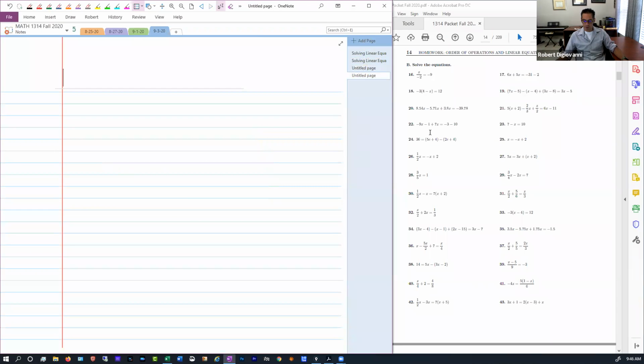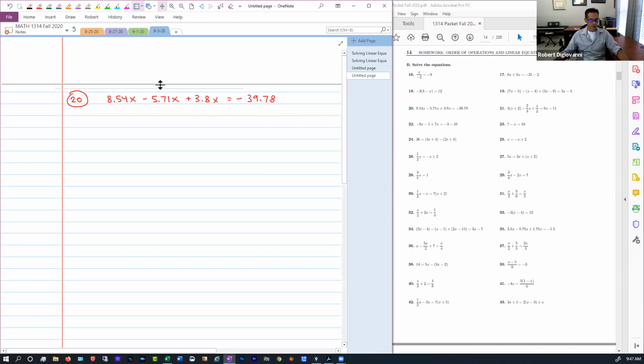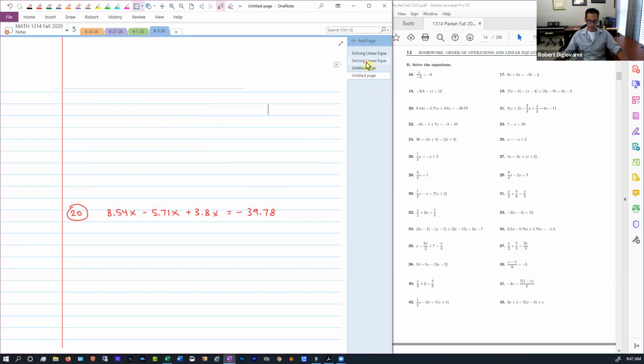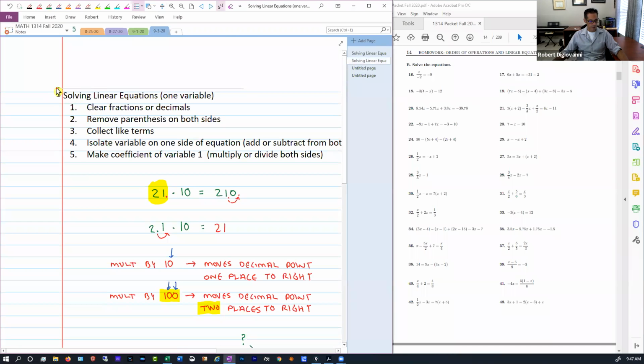Let me do the homework problem. I'm just going to do number 20. So for number 20, we have 8.54x minus 5.71x plus 3.8x equals negative 39.78. All right, so we are going to follow the procedure, right? I actually want to bring our procedure in here.